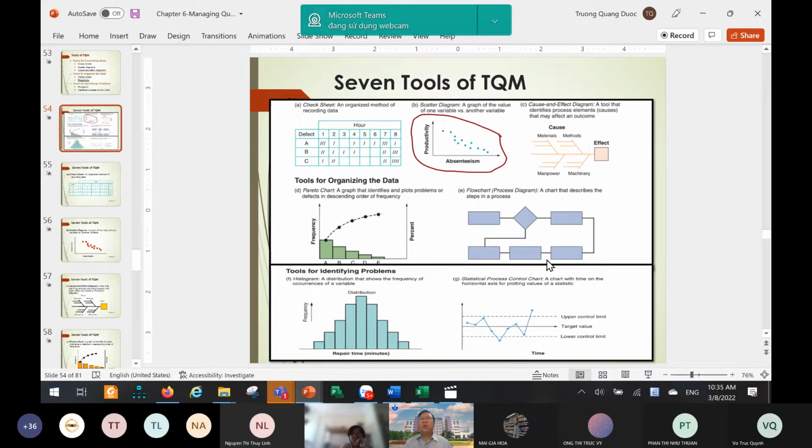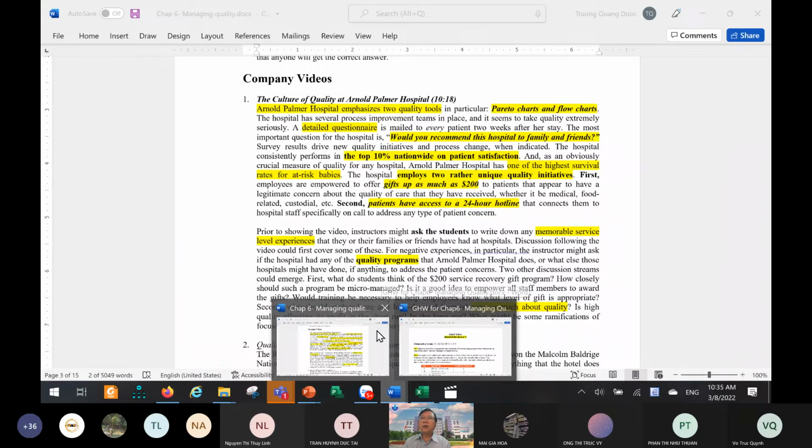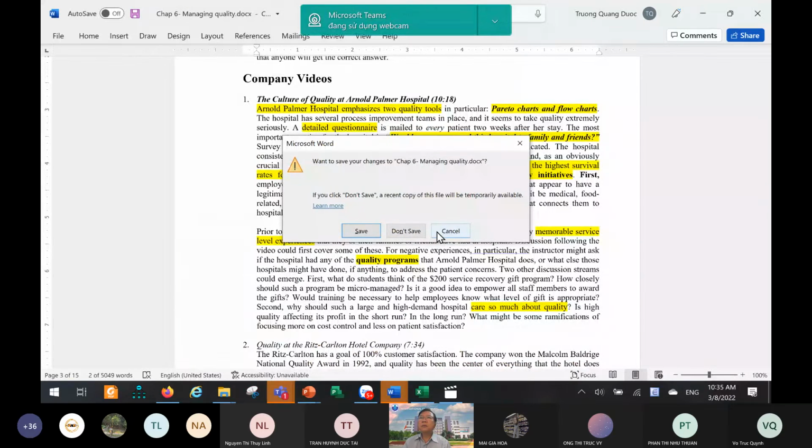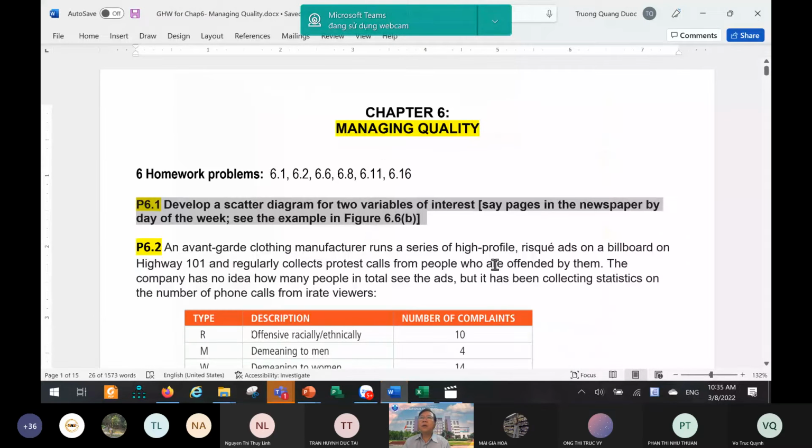But most of the groups, you just plot the dots, but you don't have any explanation. So how about the relationship? Is it negative or positive, strongly related together or not? Most of the groups don't mention that.